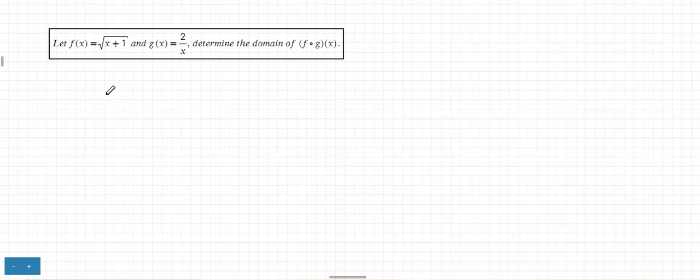What we're going to do first is try to look at the behavior of f and of g, and we are going to try to find their domains separately. So for the domain of f of x, since we know that f of x is defined as the square root of x plus 1, and whatever is inside the square root cannot be negative because it wouldn't be defined in our set of real numbers, we want to make sure that x plus 1 is greater than or equal to 0.